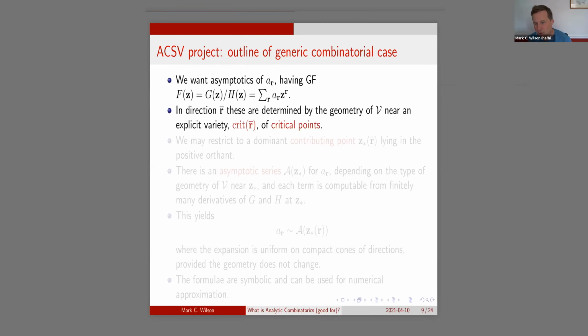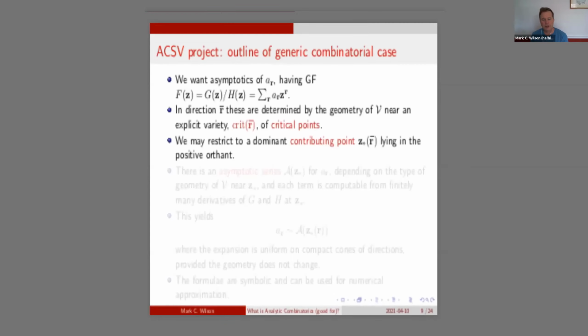And it turns out that by doing that, you can reduce the number of points that are actually relevant for your analysis down from this infinite variety, this d-1 dimensional set, down to just a finite set of critical points. And generically, for combinatorial problems, there's only one point that actually matters, and it's in the positive orthant, as it turns out. That's kind of nice.